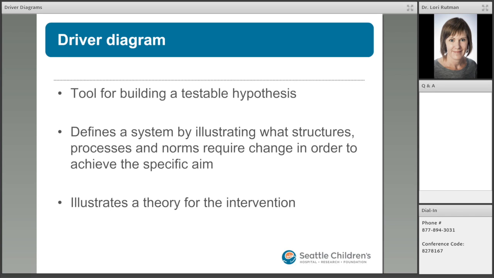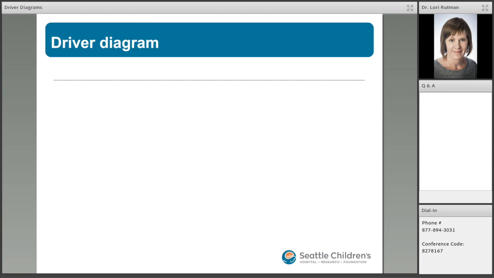And finally, as I've already alluded to, they illustrate a theory for your intervention. So many people who come from a more traditional research background haven't really heard of or thought about using driver diagrams. That said, though, they are very similar to a more traditional research framework or conceptual model or logic model. So when you're planning out any kind of research project or study, you may develop a huge conceptual model to really understand how you're going to plan the study and the analysis.